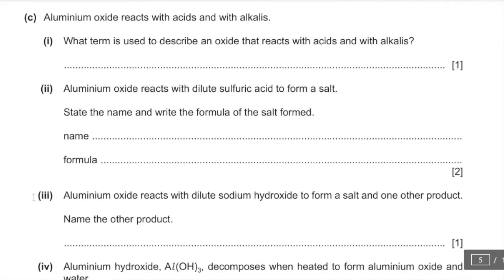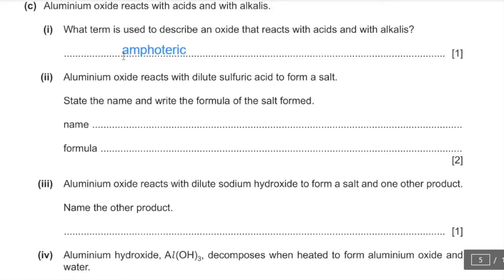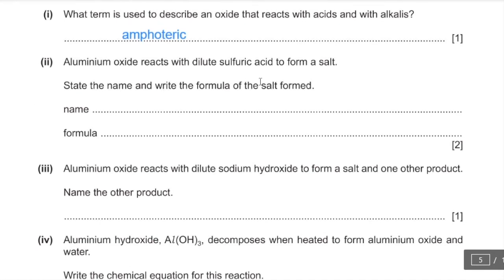C. Aluminium oxide reacts with acids and with alkalis. What term is used to describe an oxide that reacts with acids and alkalis? That is an amphoteric oxide. 2. Aluminium oxide reacts with dilute sulfuric acid to form a salt. State the name and write the formula of the salt formed. So this should result in aluminium sulfate.